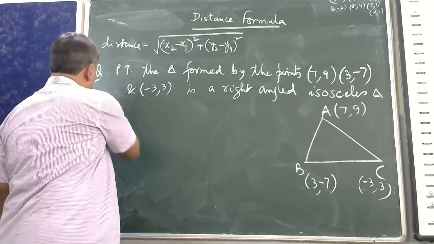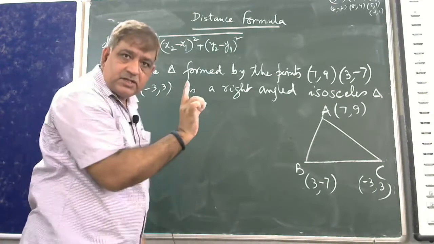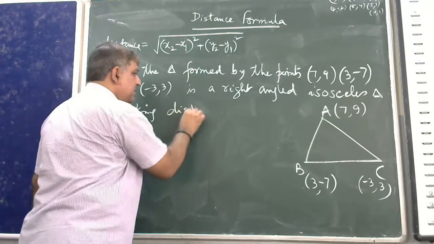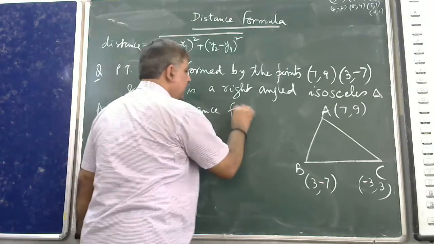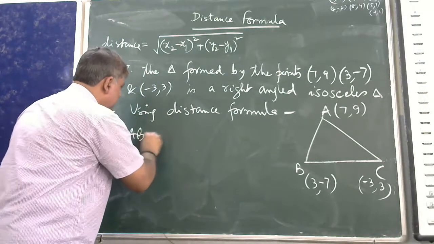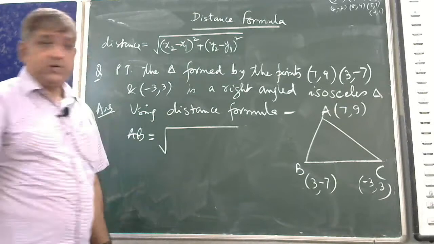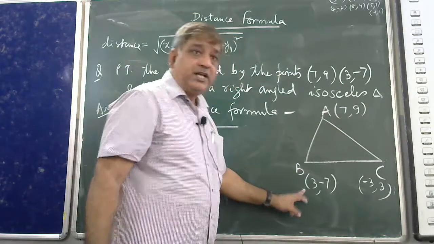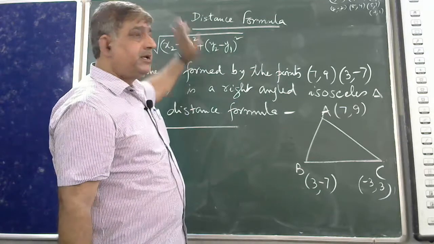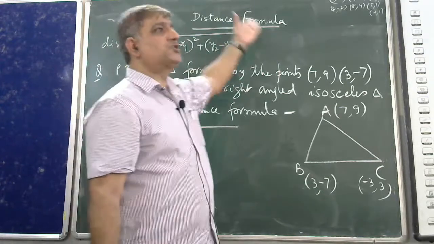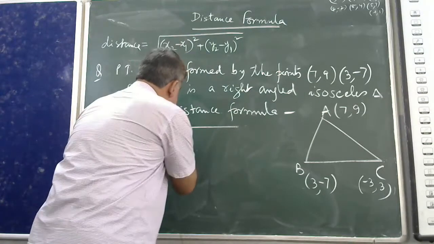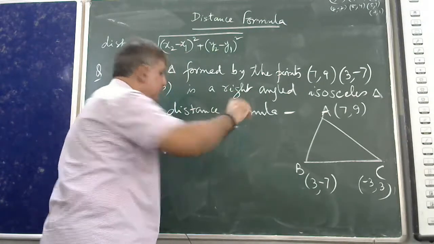Therefore, for the solution, you can just prepare this triangle, and then use the distance formula. Simply write the distance formula: AB is equal to root of... Now you see here, A and B. What do we have to do in the distance formula? First subtract the abscissa, then square it, plus subtract the ordinate and then square it. Now you see here, abscissa 7, here it is 3, so we subtract it as (7 - 3) whole square.